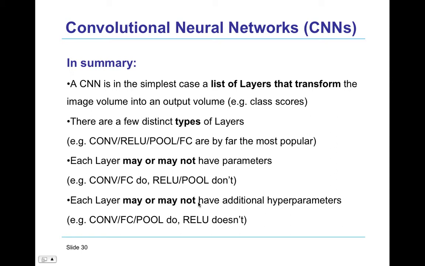And they also have some hyperparameters. It depends on the layer: convolution, fully connected, and pooling have them, and the activation does not. So these hyperparameters could be the stride, the padding, all those kinds of things.